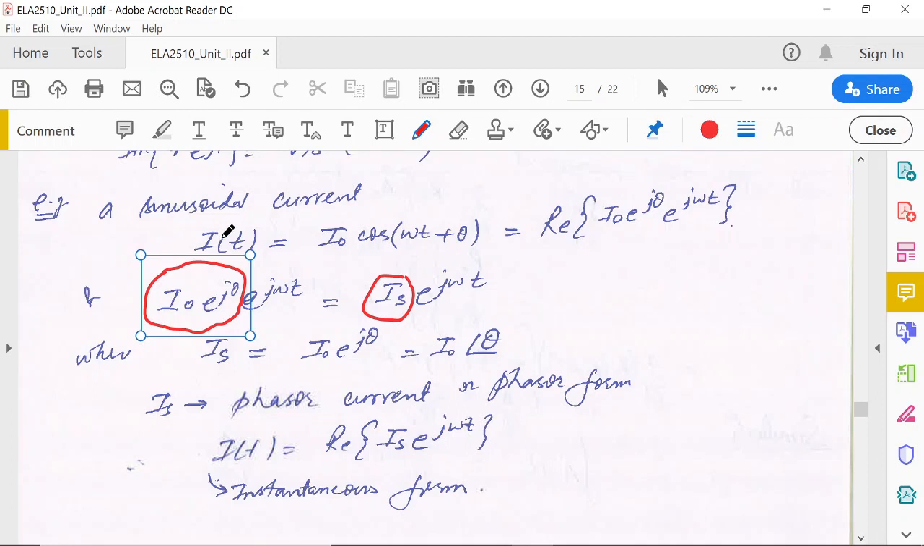Here it is the current, so we can say the phasor current, but generally we will call it the phasor form of this current I(t). So if this is an instantaneous form, we can represent it as the real part of I_s e to the power j omega t. This is called the phasor form of this instantaneous form, and you can obtain the instantaneous form from the phasor form using this equation. So it is important to know what the phasor form is. The phasor form is independent of time. We can split any vector or scalar which depends upon time into space and time, then find its phasor form and do the further analysis.